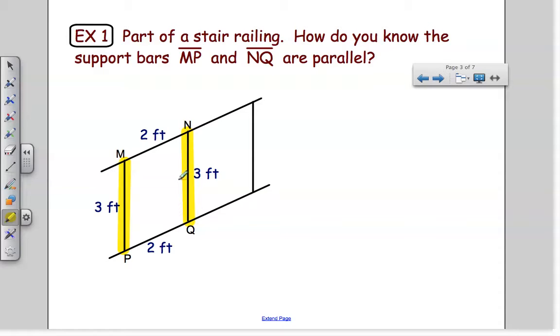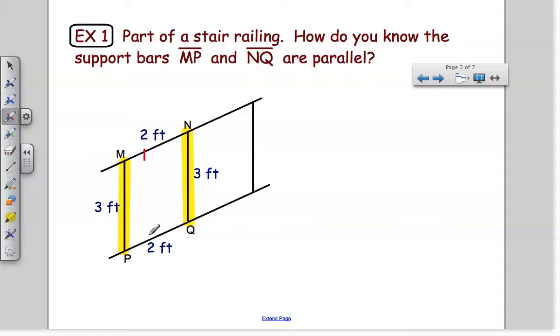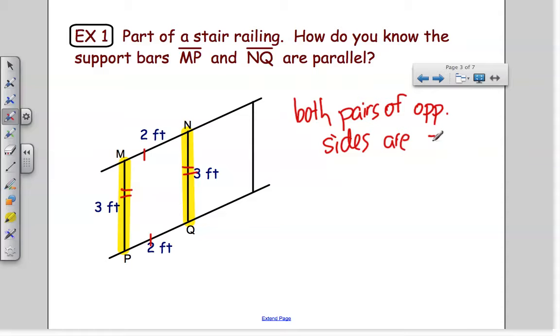Is there enough info here to show that this is a parallelogram? If you notice, both of these support bars are 3 feet. The distances between those bars are 2 feet on top and bottom. Isn't that the case where I have both pairs of opposite sides being congruent? I could put tick marks here on the opposite sides, and look at that. Yes, both pairs of opposite sides are congruent. So I know, in fact, it is a parallelogram.